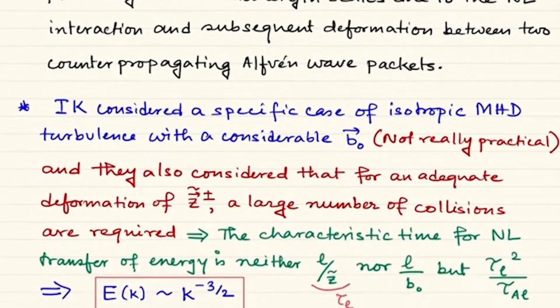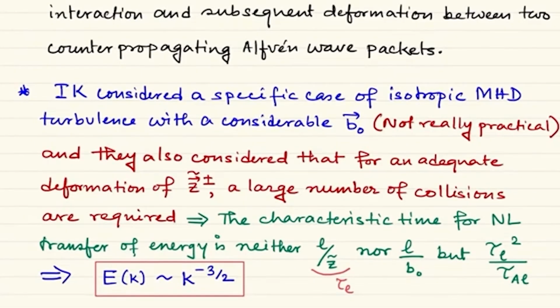Okay, so this type of z tilde plus minus, we just call them Alfvénic wave packets because they are small perturbations moving with Alfvén speed. Okay, now Iroshnikov and Kraichnan considered a specific case of isotropic MHD turbulence with a considerable B0 to obtain some spectral prediction like Kolmogorov's minus 5/3 prediction for MHD turbulence.